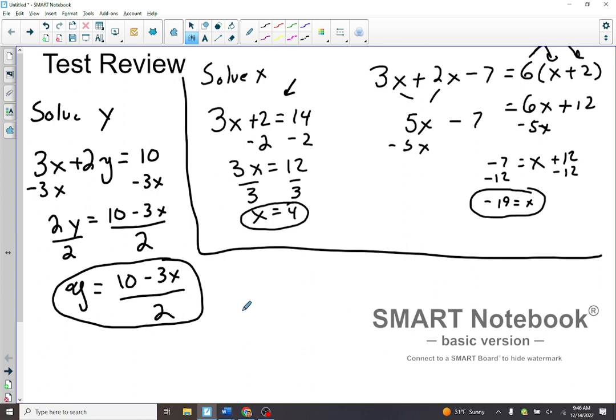So y equals 10 minus 3x. Why? Y is by itself. That's our goal. Why does y still have a 2 next to it? Oh, now it doesn't. Okay, yeah.